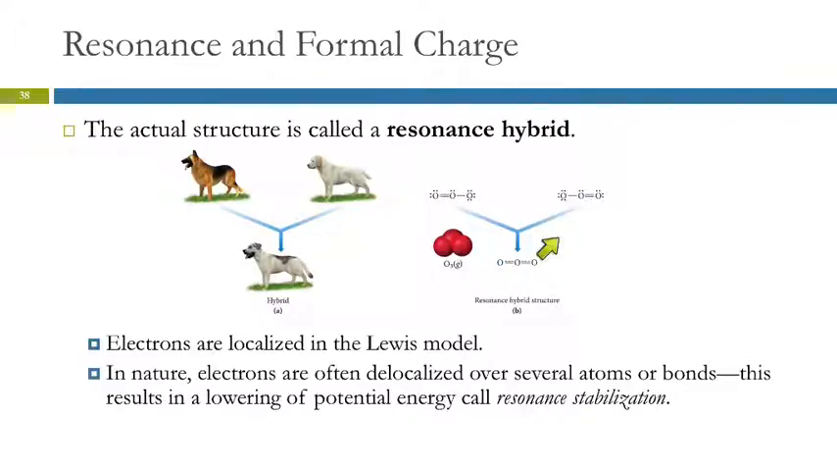So we have these 2 resonance structures for ozone. The actual structure is between them. It's an average of them. It is weird. The reason we can't deal with this is that in a Lewis model, electrons are localized. So we have that second bond. It has to be between these 2 or between those 2. It can't be delocalized over the whole molecule.